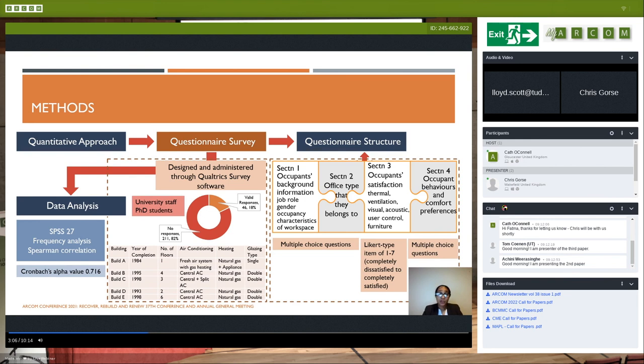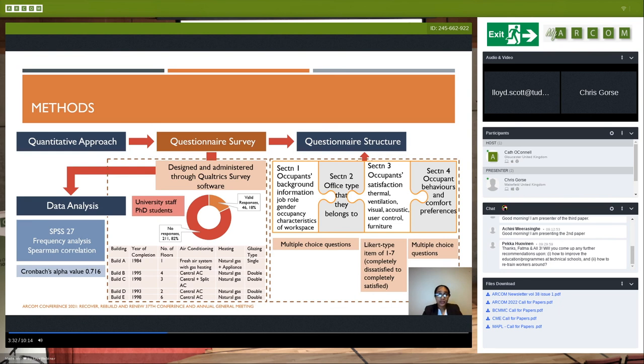University staff and PhD students who are regularly in the office were conveniently recruited from 5 buildings. Emails were sent to 257 potential respondents. However, only a total of 46 valid responses were collected. After that, the data were analyzed using frequency analysis and Spearman correlation.